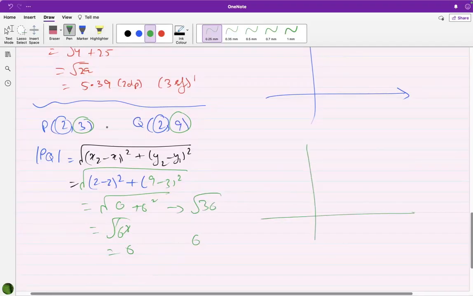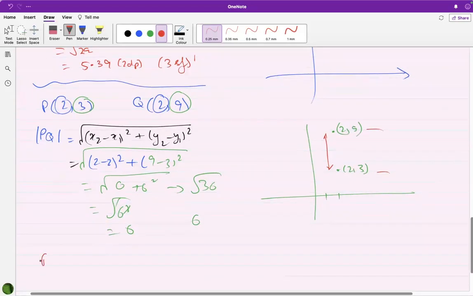Now just imagine you were given 2 comma 3. So if this is x1, 2, let this be 2 comma 3 and the other one is 2, 9. X is not changing. So when x is not changing, this is perfectly vertical and from 3 to 9, that's a 6. So PQ without using this distance formula could have been 9 minus 3, 6 units.